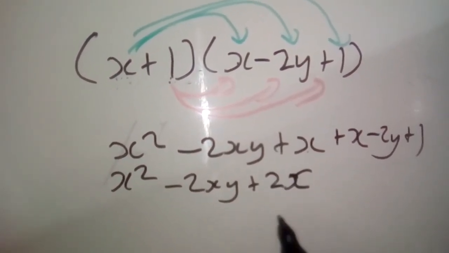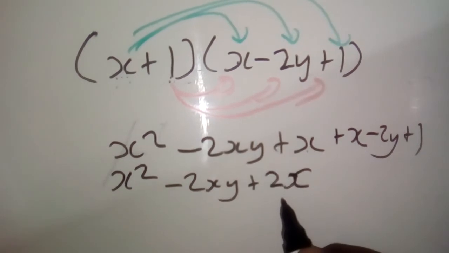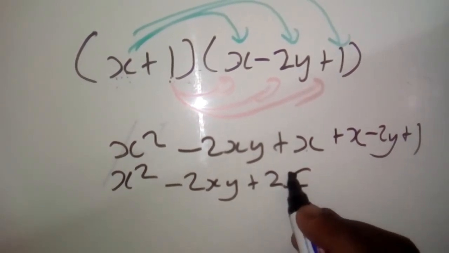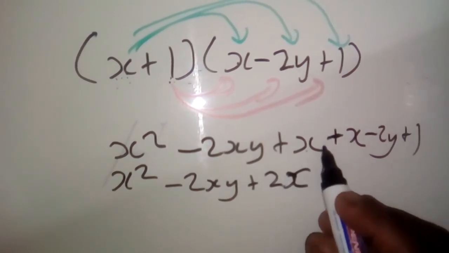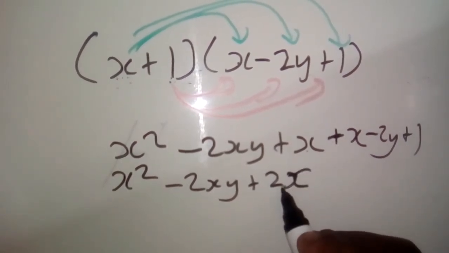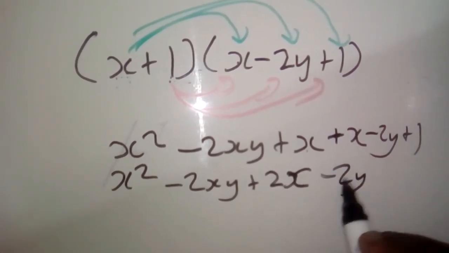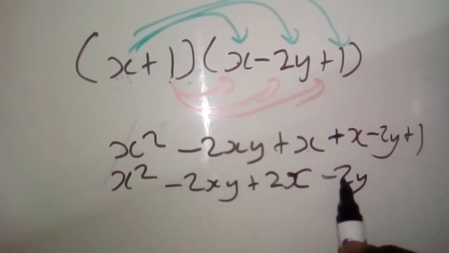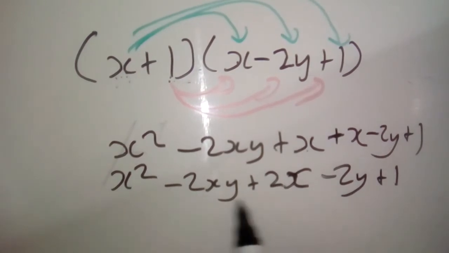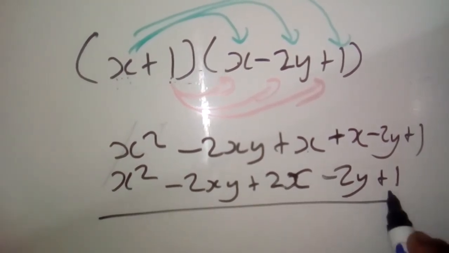X times x is x squared. If it was possible to say apple times apple, it was going to be apple squared. But now x plus x is the same as apple plus apple, which is 2 apples. And then now we're going to have negative 2y there, right? There is no like terms for it. And we're going to have plus 1. So we can't go further from here.